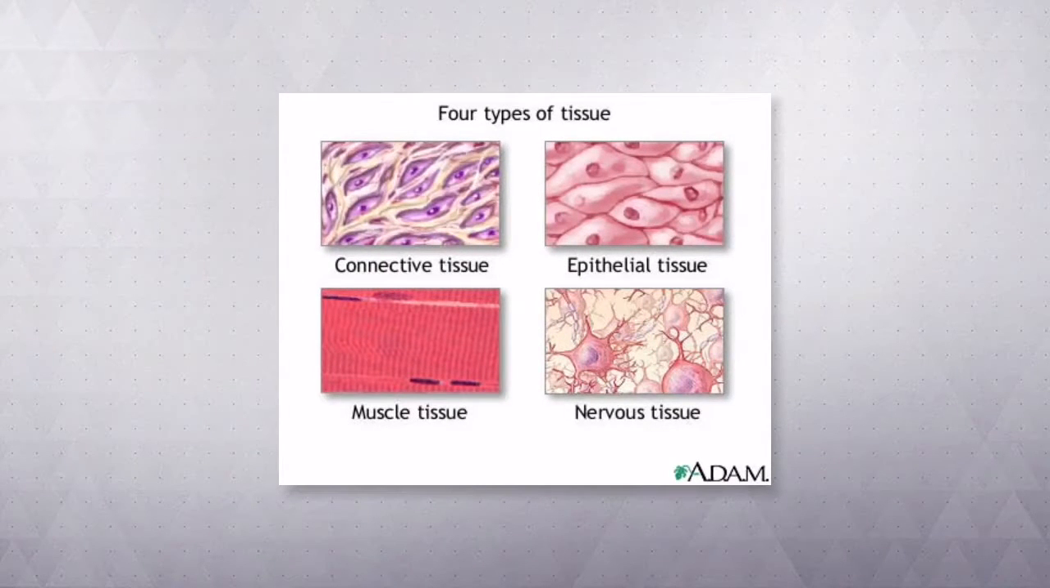Hello, and welcome to our presentation of tissues. And no, this is not the tissues that you used to blow your nose in. These tissues are in your body, and there are four types of tissues, which are epithelial, connective, muscular, and nervous. Today, we will be discussing the nervous tissue.